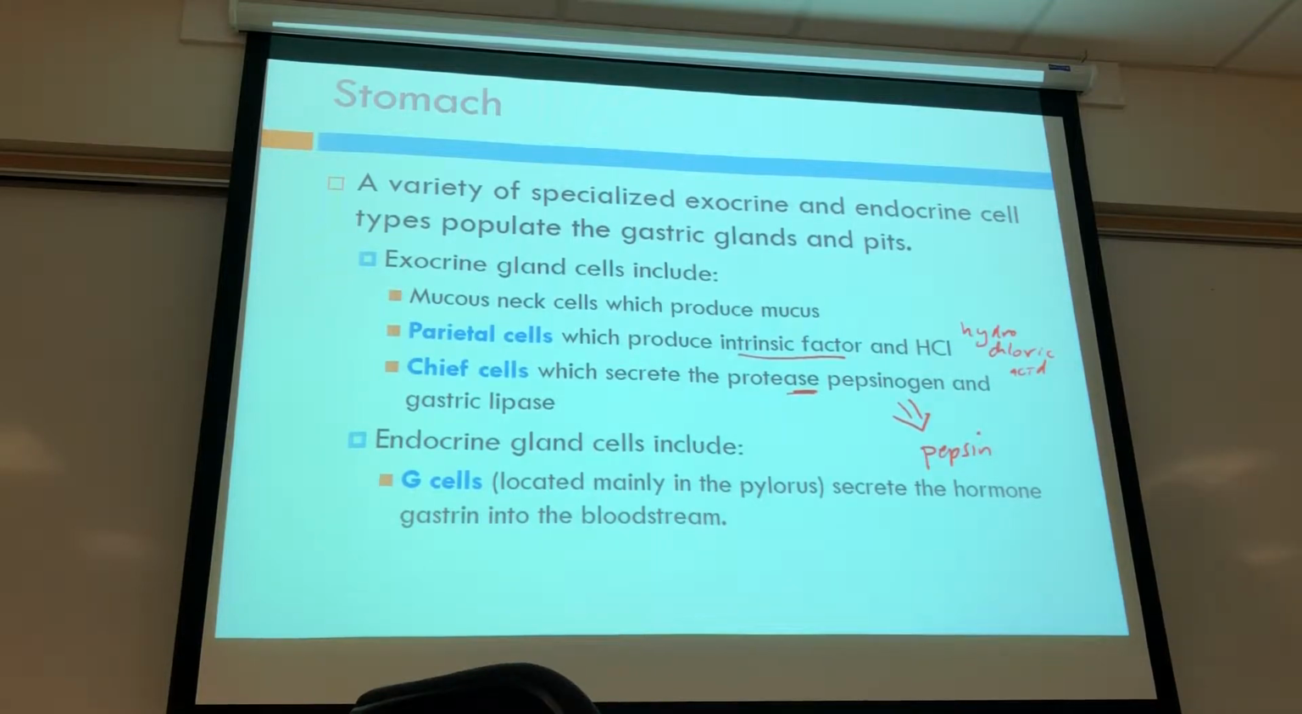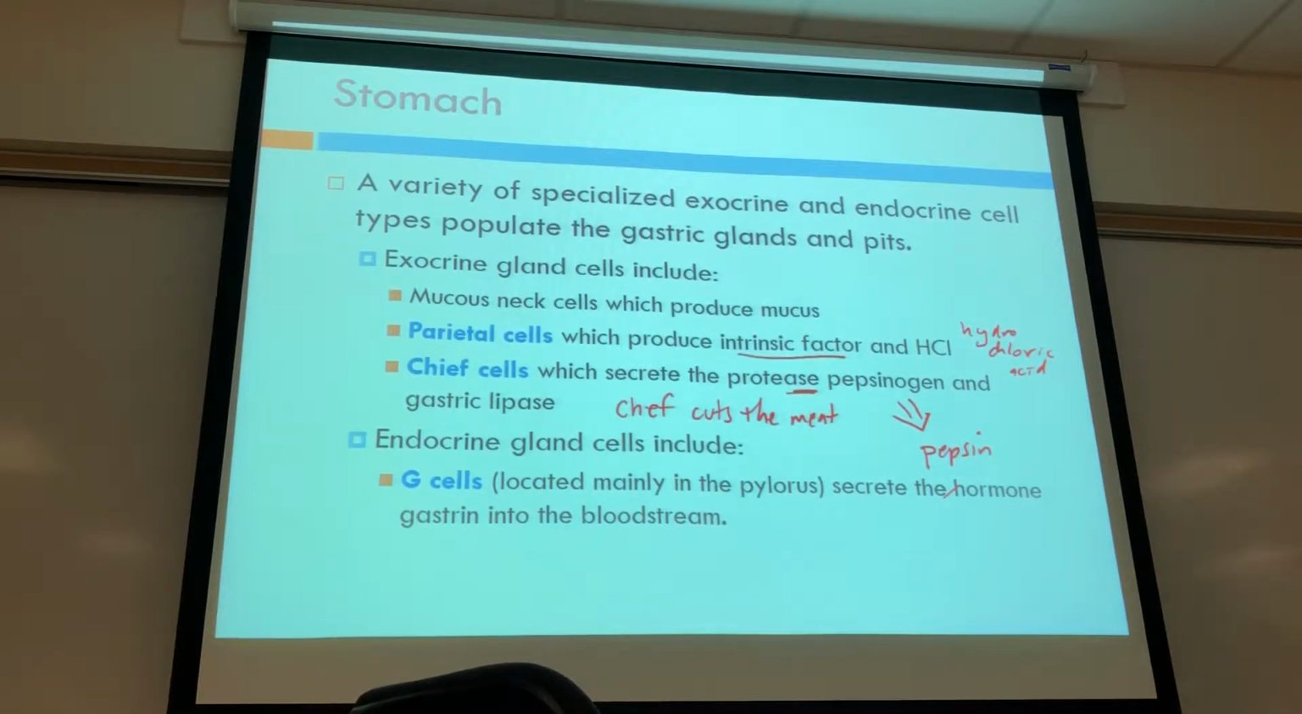One way of remembering the chief cells for the production of the protein enzyme pepsinogen is something that's taught in med school: chief cells looks like chef cells. And chef cuts the meat.